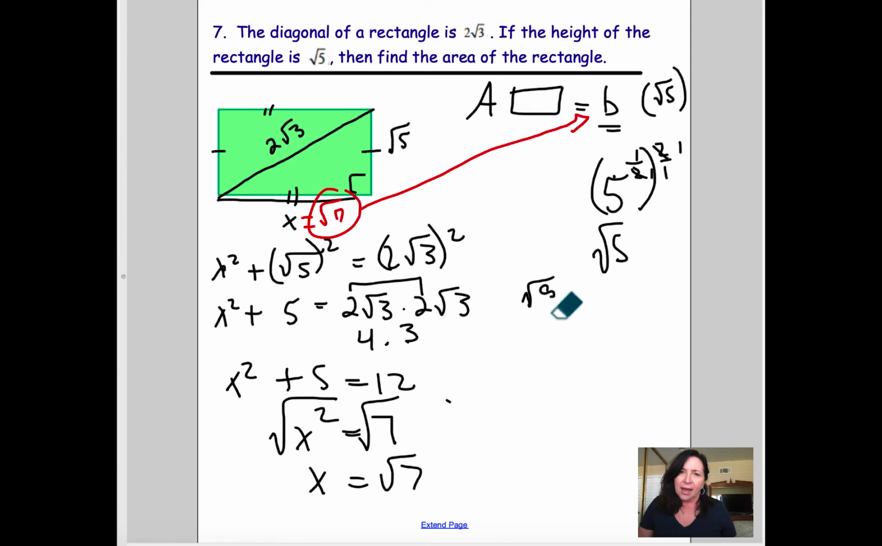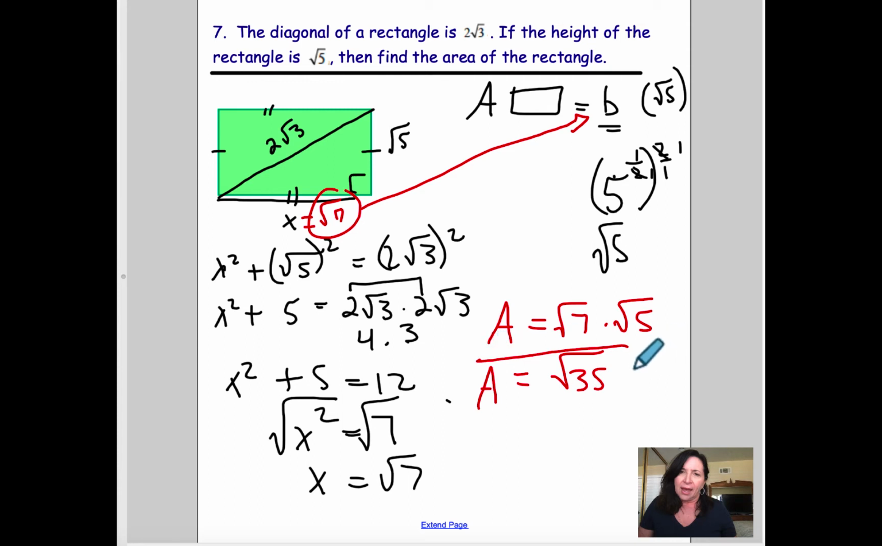So realistically, what I'm doing now is I'm saying the area of my rectangle is base, which is square root of 7, times the height, which is the square root of 5. So the square root of 7 times the square root of 5, 5 times 7 is 35. And this is units squared. Area is units times units, so that's units squared.